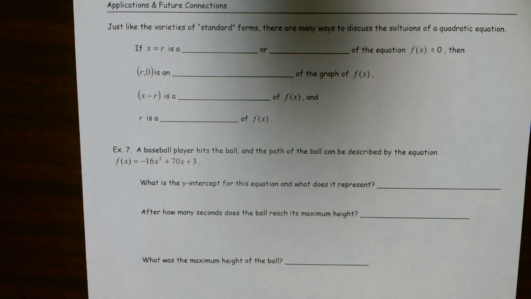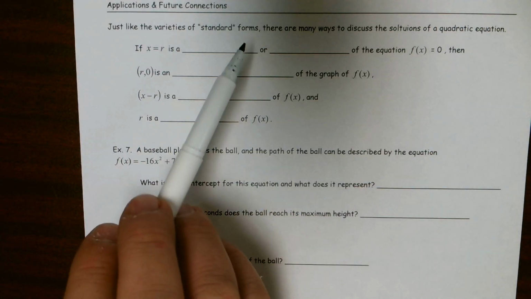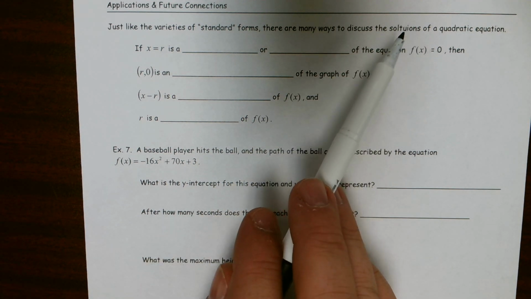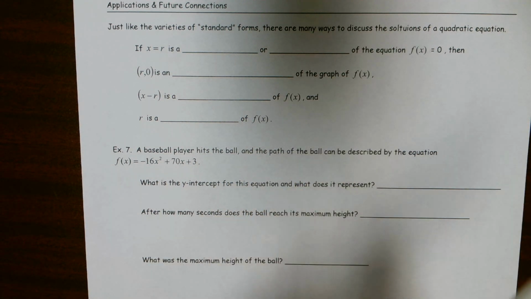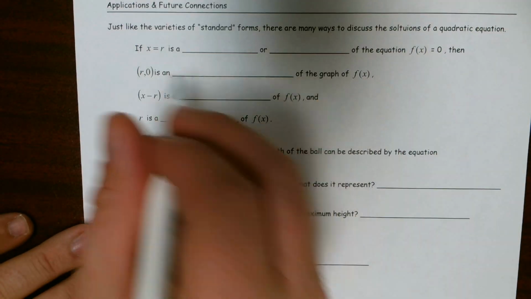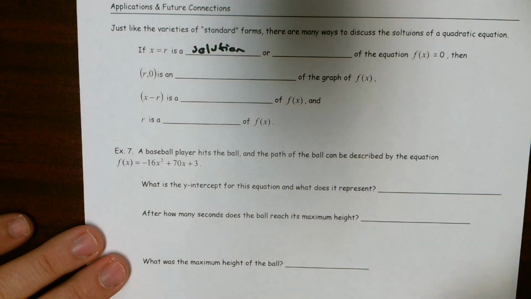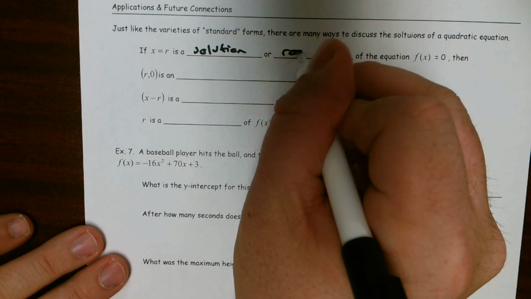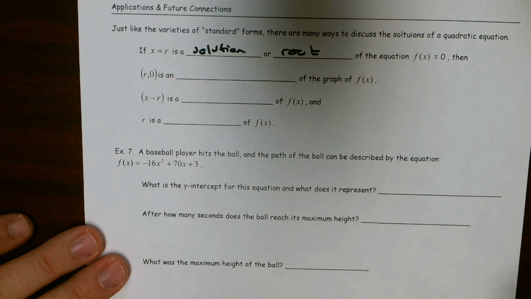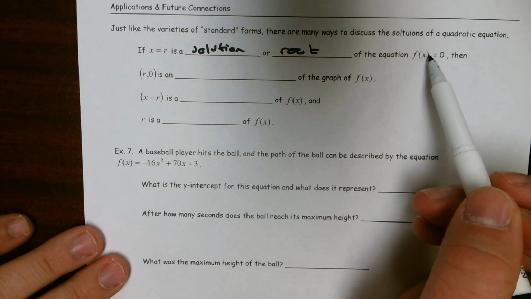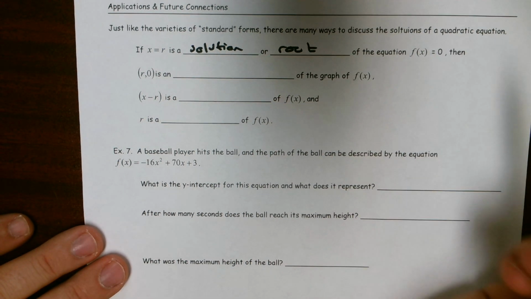Okay, last part of the day here. So we're going to talk about the solutions of a quadratic equation. Okay, so just like the various, quote unquote, standard forms, there's different ways to talk about the solutions. Well, solution spelled wrong, I guess. So anyways, if x equals r is a solution, or we can call it a root of an equation, then that's the answer you get when you set the equation equal to 0 and solve.